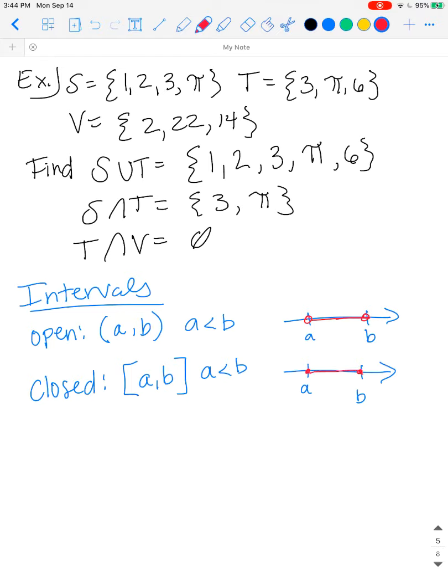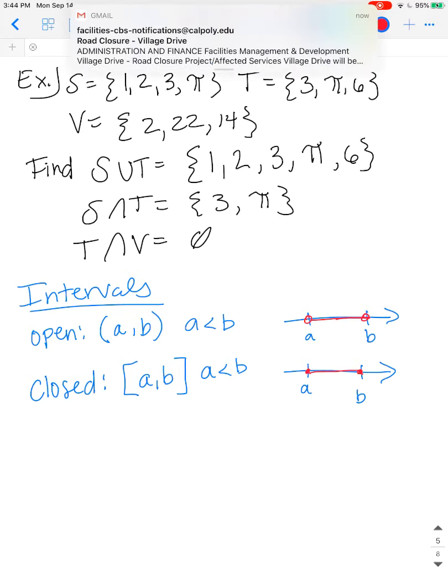So here, A and B aren't included in the interval. And then in closed, they are included in the interval. That's why we have the dot. So a challenge to do is to try and write these sets in set builder notation and see if you're able to do that.